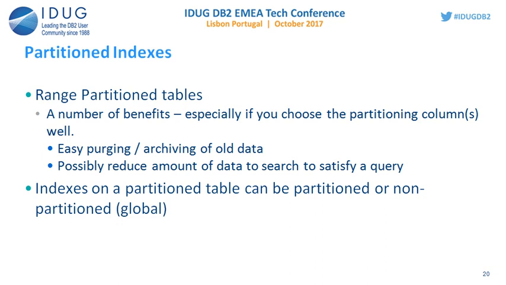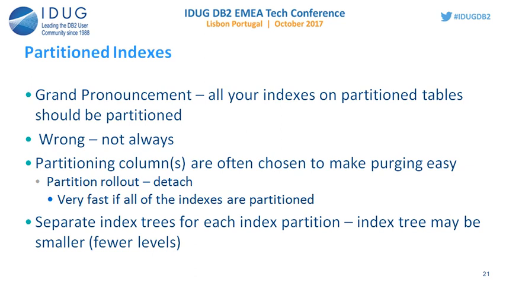Indexes on a partition table can also be partitioned or global, non-partitioned. And another IBM grand pronouncement is all your indexes on partition tables should be partitioned. And the reason why is because partition rollout, also called detach, is going to be much, much faster if all the indexes are partitioned. Okay, that's good. And your index trees are going to maybe have fewer levels, because each partition of that partitioned index is a separate index tree. Fewer levels is good for performance.